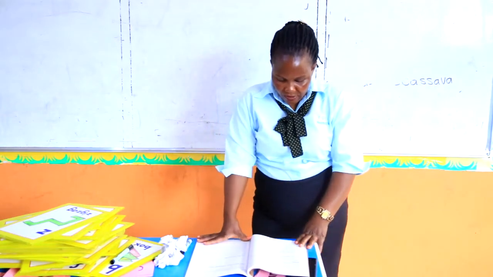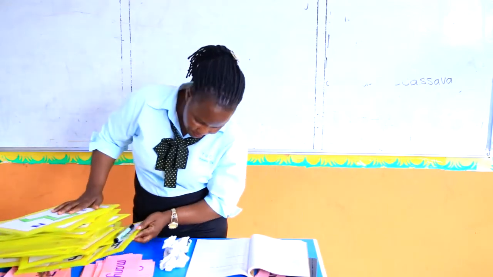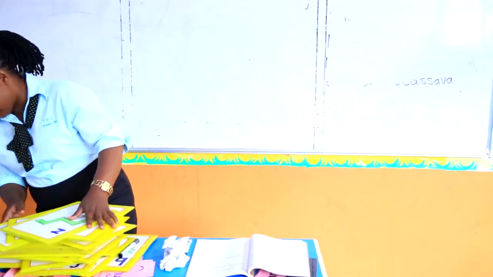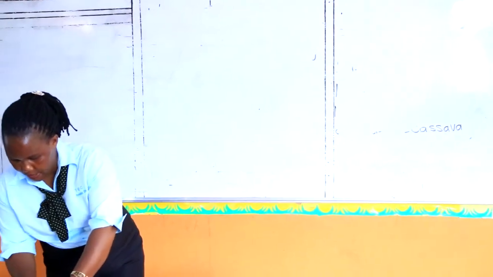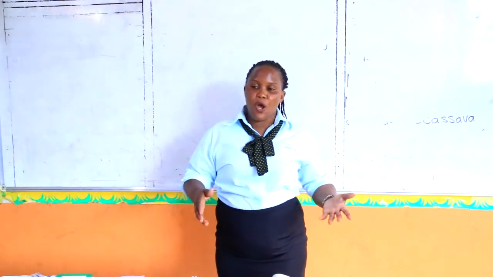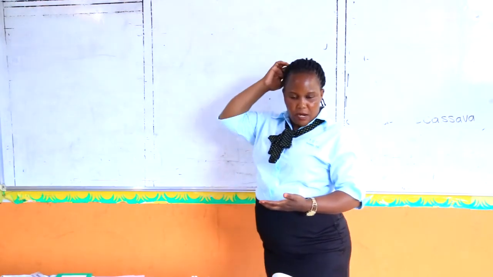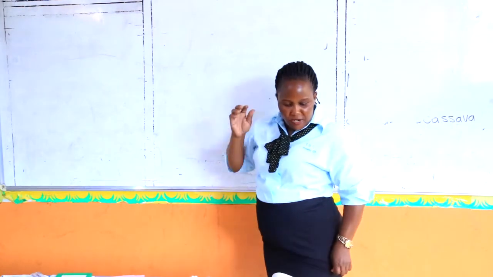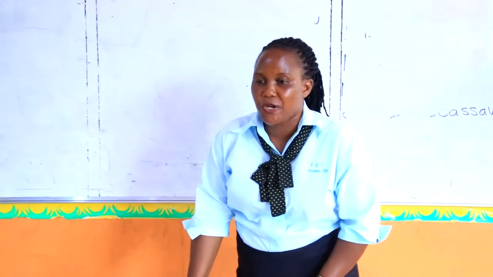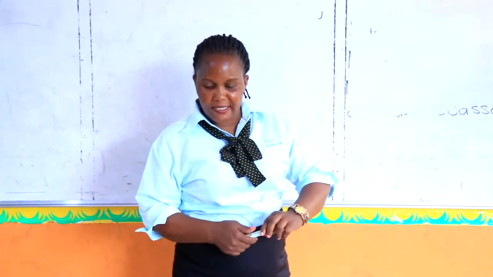Day 26, we go to the consonant blends. We have the consonant blends. In the first place, what are consonant blends? A consonant blend is a combination of two or more than two consonant letter sounds.